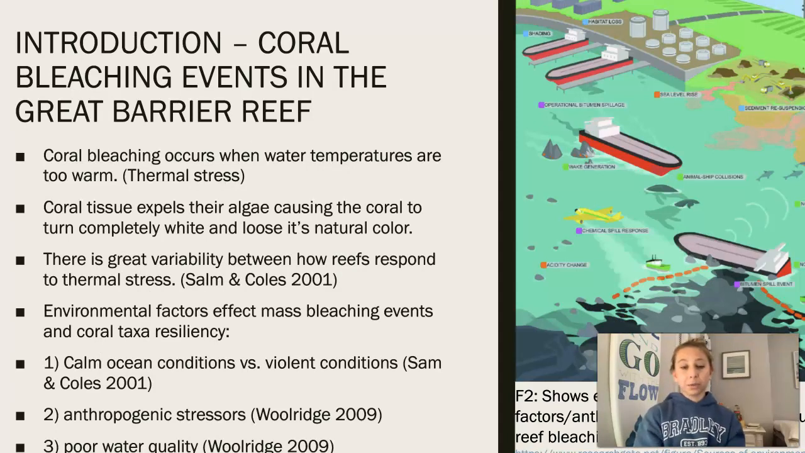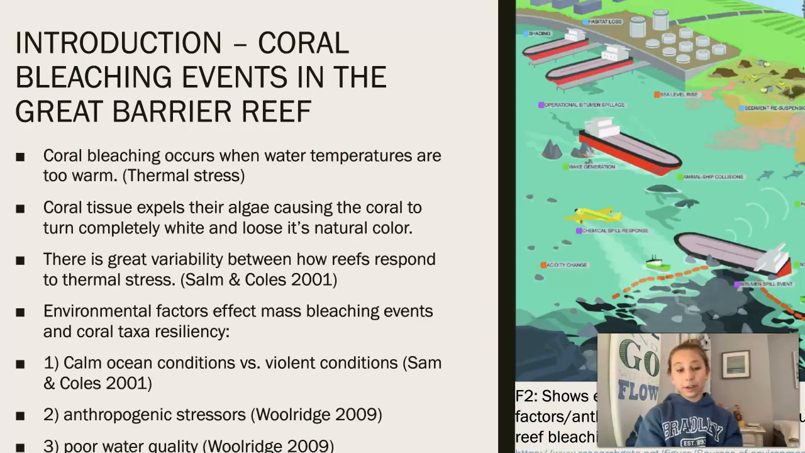Coral bleaching occurs when water temperatures are too warm, also known as thermal stress. Corals bleach when tissues expel their algae, causing the coral to turn completely white and lose its natural color. There is also great variability between how reefs respond to thermal stress. Environmental factors affect mass bleaching events and coral taxa resiliency.